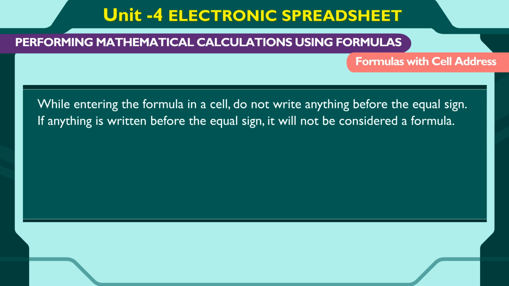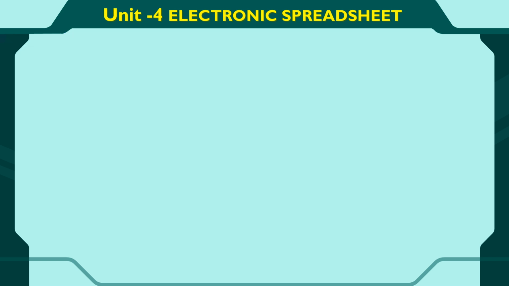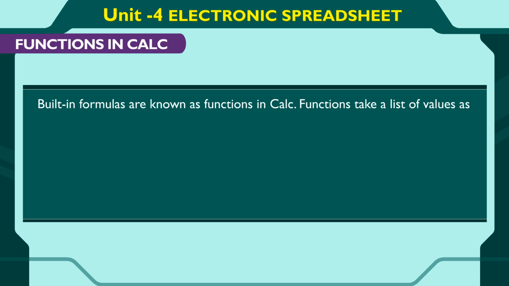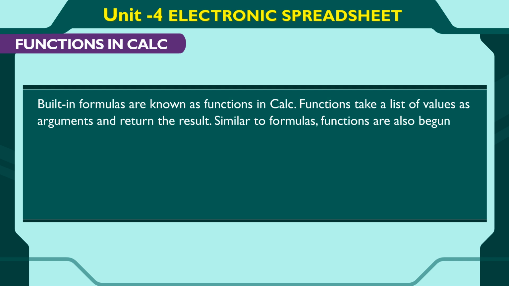If anything is written before the equal sign, it will not be considered a formula. It will be considered a label. Functions in Calc. Built-in formulas are known as functions in Calc. Functions take a list of values as arguments and return the result. Similar to formulas, functions also begin with an equal sign. The syntax to use a function is as follows.